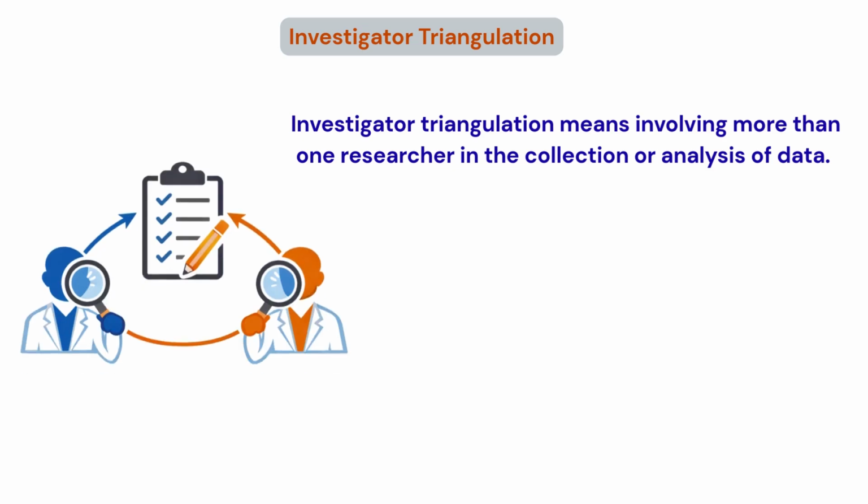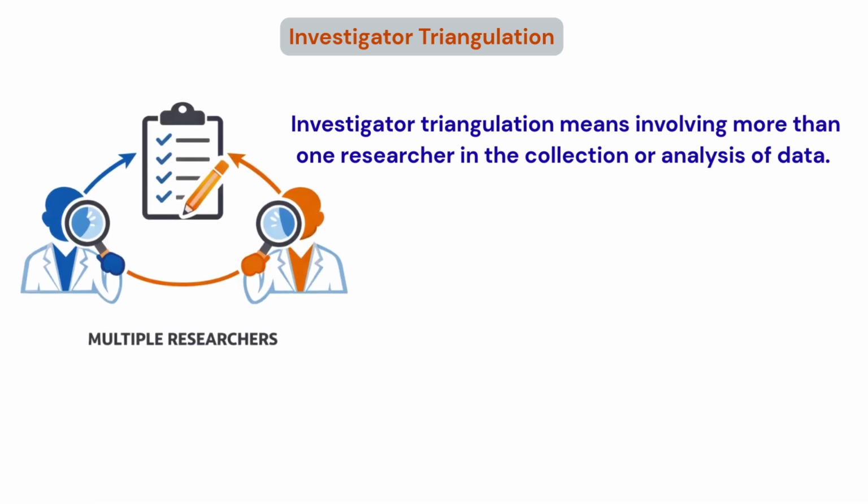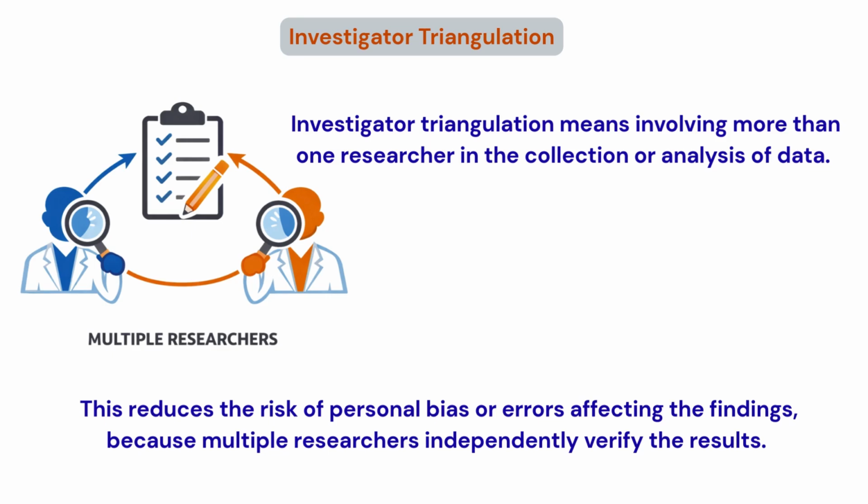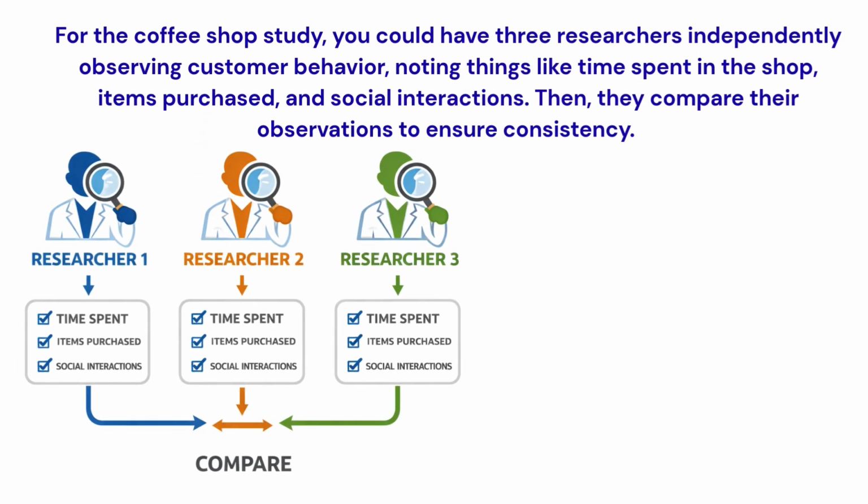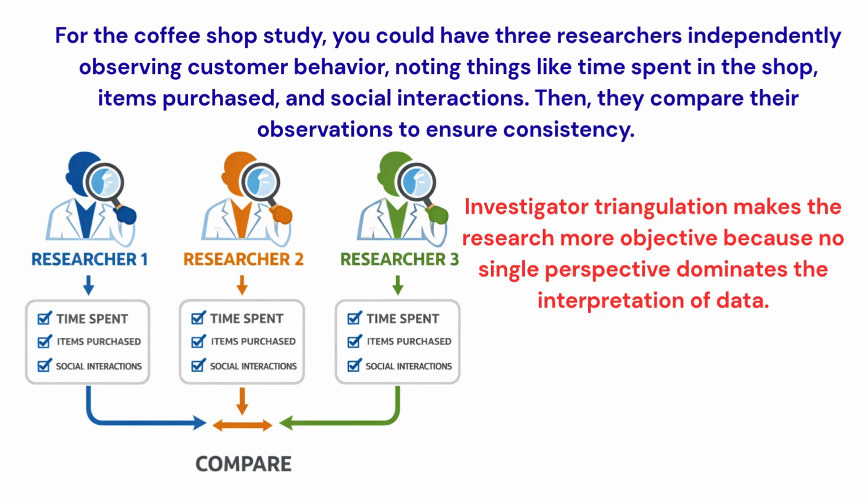Investigator triangulation. Investigator triangulation means involving more than one researcher in the collection or analysis of data. This reduces the risk of personal bias or errors affecting the findings, because multiple researchers independently verify the results. For the coffee shop study, you could have 3 researchers independently observing customer behavior, noting things like time spent in the shop, items purchased, and social interactions. Then, they compare their observations to ensure consistency. Investigator triangulation makes the research more objective because no single perspective dominates the interpretation of data.